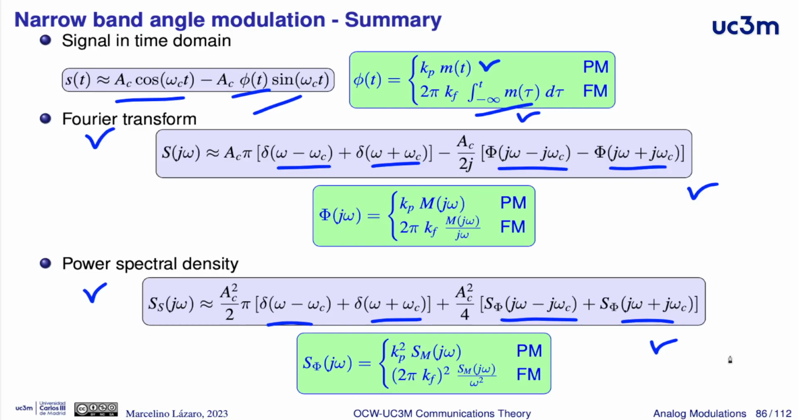And the spectrum that is shifted is proportional to the spectrum of the modulating signal in a phase modulation and proportional to the spectrum of the integral of the modulating signal for the frequency modulation. In the frequency domain, the integral corresponds to a division by j omega. For a power spectral density, we have a square modulus of this.